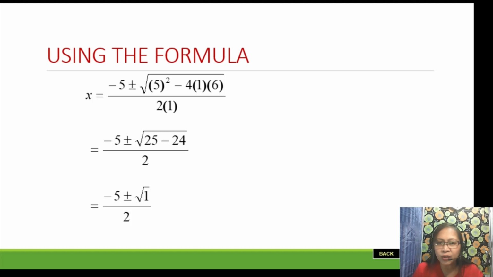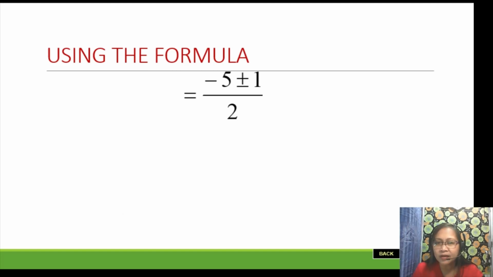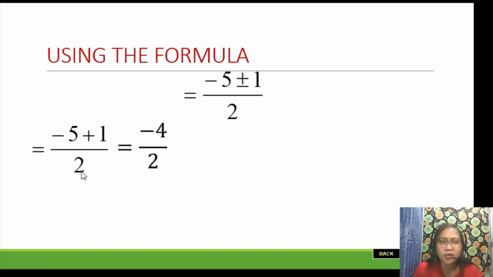Then what's the next we're going to do? Remember, class, that the square root of 1 is 1. So therefore, our expression now is negative 5 plus and minus 1 all over 2. So remember, we have two solutions here because we have two kinds of 1, the positive and the negative 1. So we will solve the first value of x when 1 is positive. What's that? Negative 5 plus 1 all over 2. What is the answer? Negative 5 plus 1. Yes, the answer is negative 4. And then you copy the denominator, 2. So negative 4 over 2. Yes, the answer is negative 2.